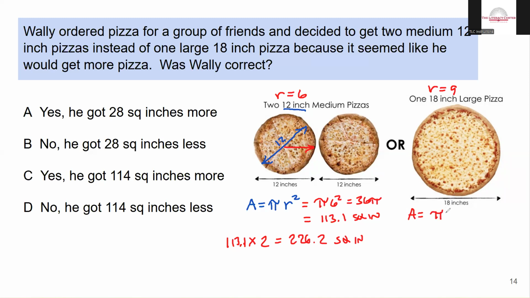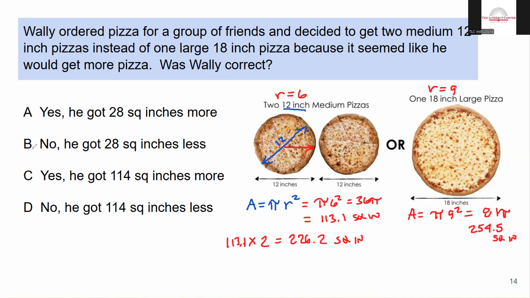So it's going to be pi times 9 squared in this case. That's going to be 81 pi. And then we convert 81 pi to a decimal, and we get 254.5 square inches. Now we're prepared to answer the question. He got more pizza with the large 18-inch than he did the two mediums. So we know that he was not correct.